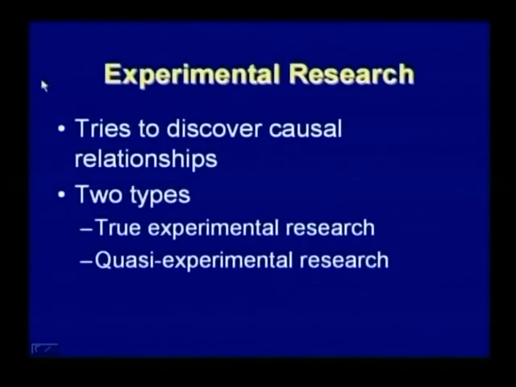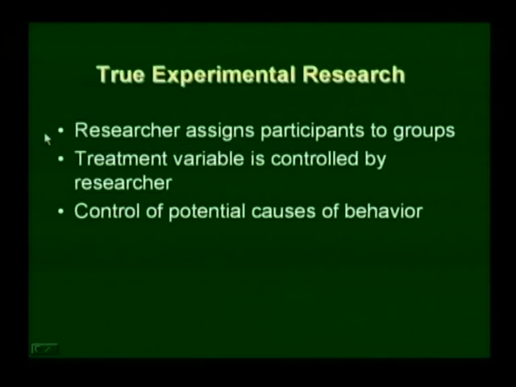The next type of research is called experimental research. Again, we said that there are two types of experimental studies: true experimental research and quasi-experimental research. The basic purpose behind experimental research is to discover causal relationships, one thing causing another thing. In true experimental research, the researcher assigns participants to groups. The treatment variable is controlled by the researcher, and control of potential causes of behavior is done. So we need two groups in this type of research.